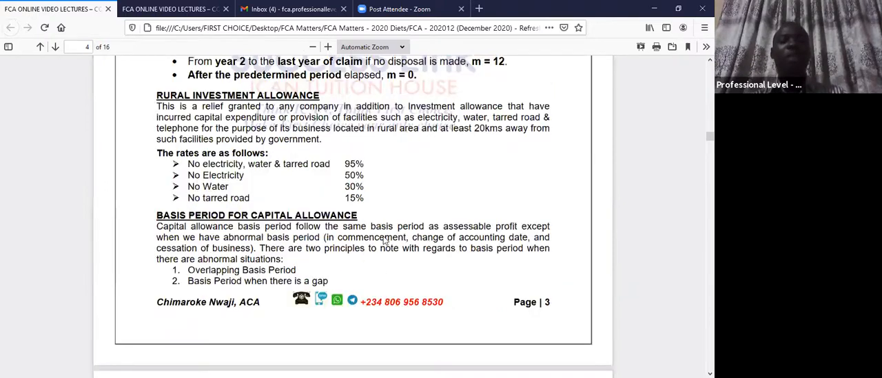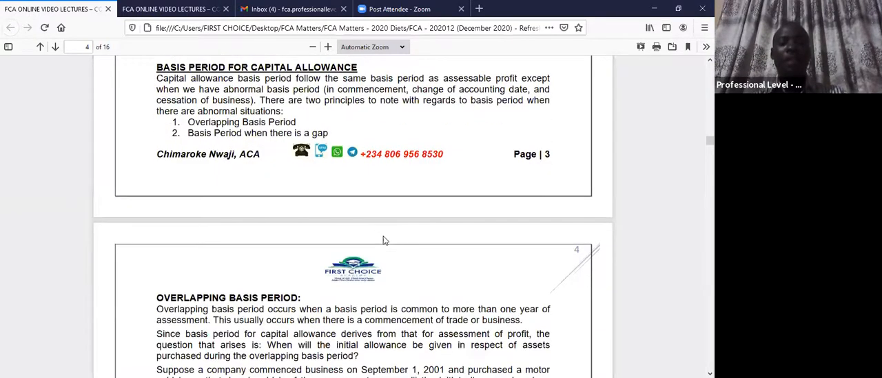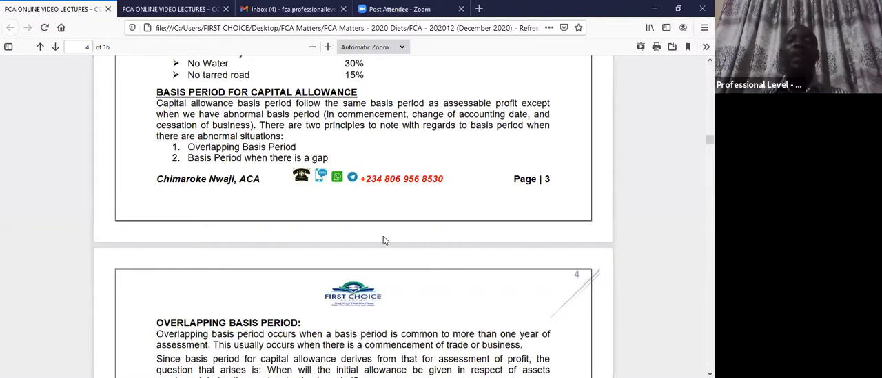Now let's talk about the basis period for capital allowance. Normally, capital allowance is claimable from the assessable profit in a year. And so capital allowance will normally follow the same basis period as assessable profit. It means if your assessable profit is from January to December of a particular year, capital allowance will follow that same basis period. This is because you have to match your claim in the same period with your profit.